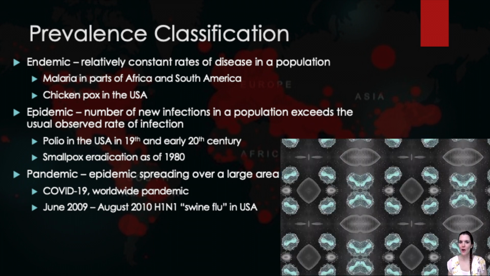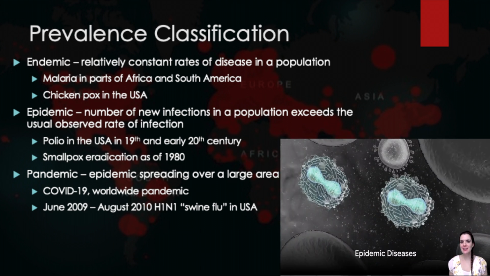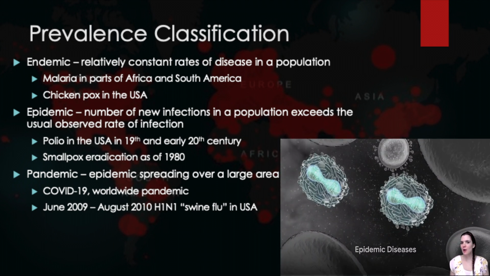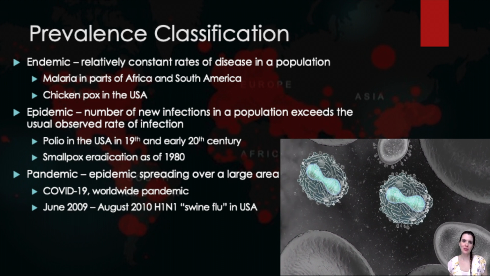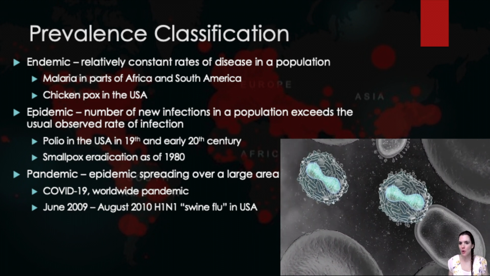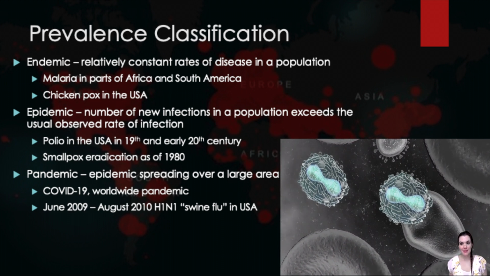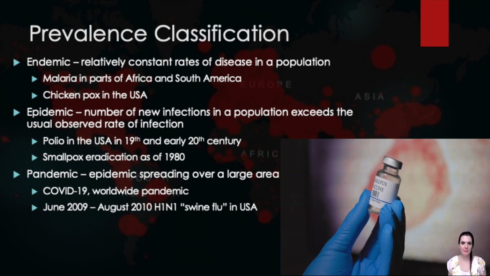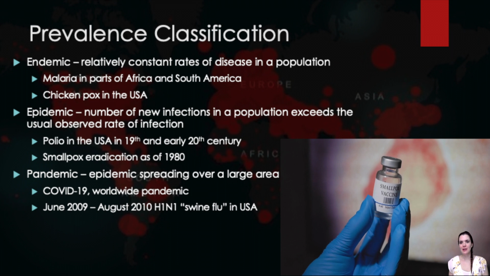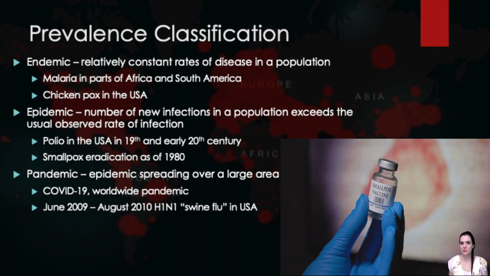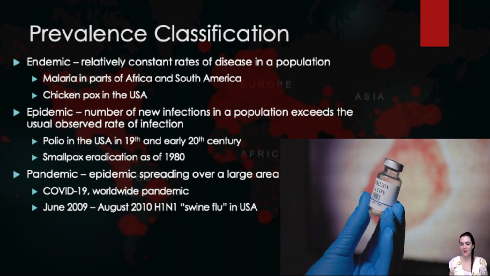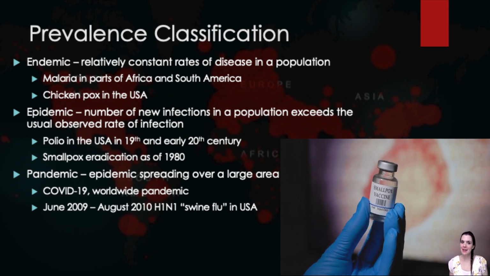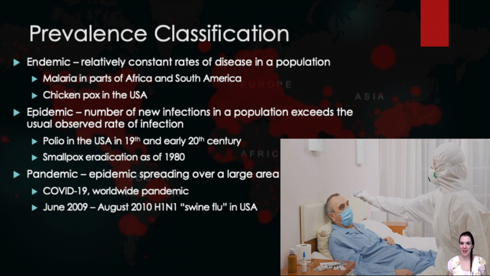These infections occur at relatively constant, predictable rates. Epidemic diseases are infections that have an increase in new infection rates in a population which is larger than the rate typically found. Polio was an epidemic infection in the U.S. in the 19th and early 20th century until vaccinations were initiated. Smallpox was also an epidemic until vaccination eradicated the infection as of 1980. Not all epidemics can be remediated by vaccination, however.